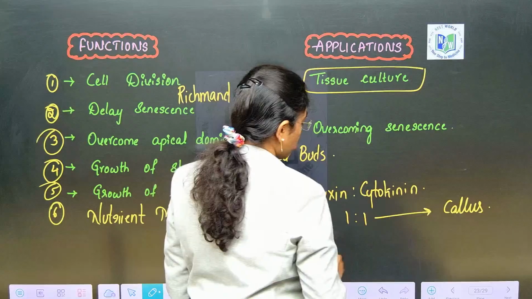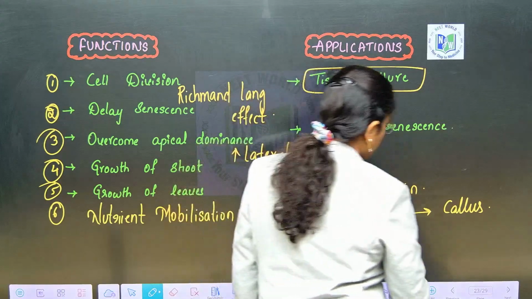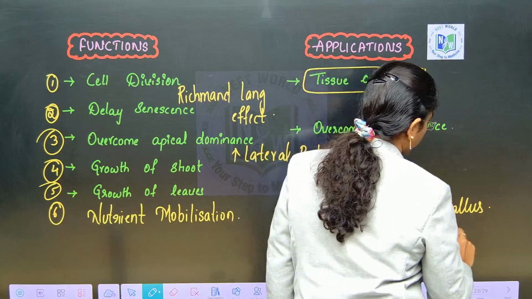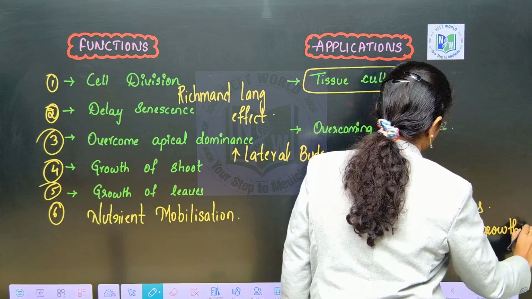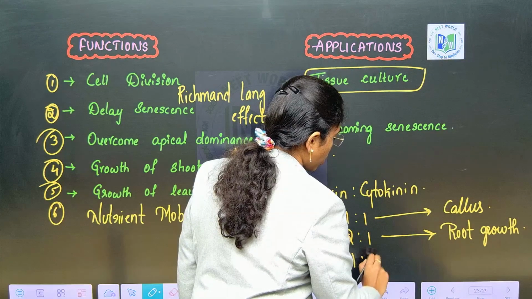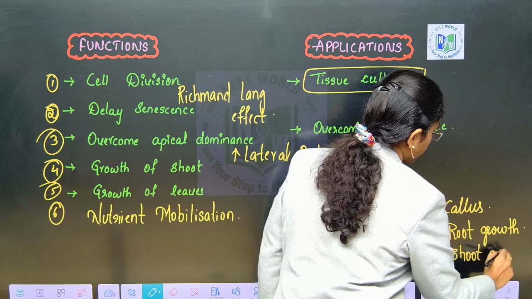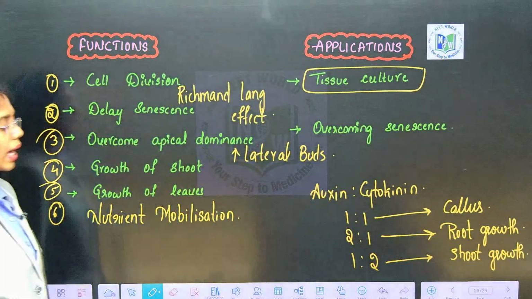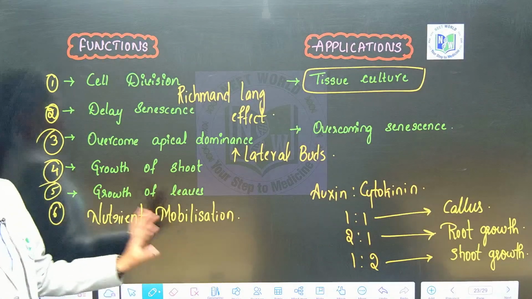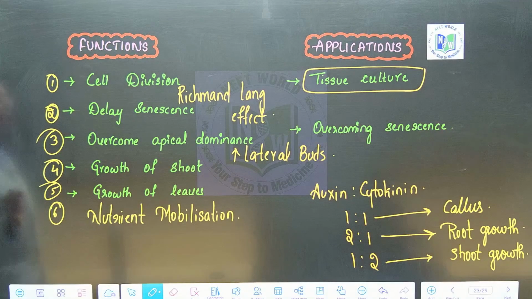Fine. And then if you see auxin and cytokinin, more auxin concentration and less cytokinin, this will promote root growth. And less auxin, more cytokinin will promote shoot growth. Fine. So, 1:1 is for callus, 2:1, that is more auxin, less cytokinin will promote root growth, and more cytokinin, less auxin will promote shoot growth. Clear with functions and applications of cytokinin? Any doubts anywhere?